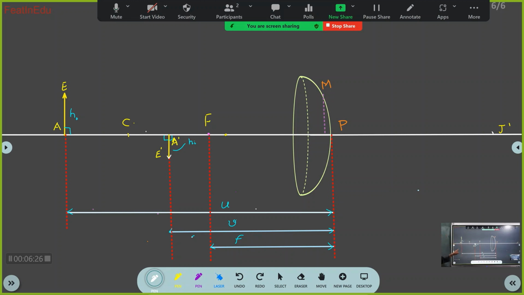So therefore now, this is right, extended object, A. Then you see that this object is beyond C, and as a consequence, you know the image is between F and C. Right. And then the object is erect, the image is also erect. And that's why I showed you this 90 degrees. And the height of the object is HO, the height of the image is HI. And then you see I marked the distances.